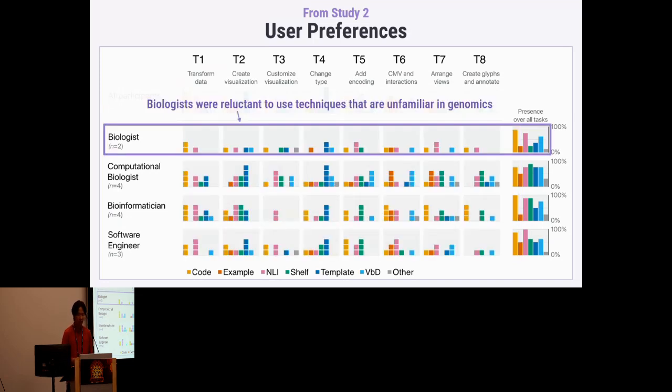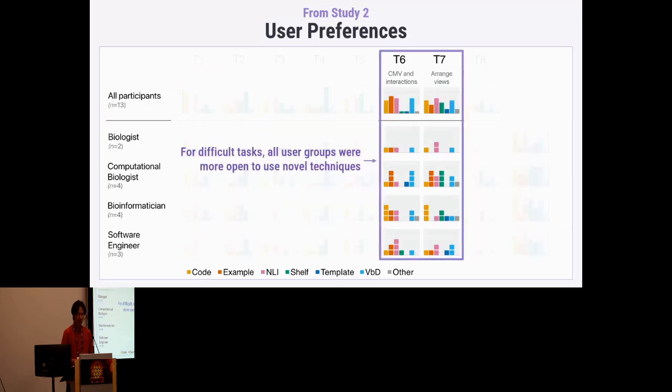We can observe several interesting patterns across user groups and tasks. For example, biologists were generally reluctant to use techniques that are less familiar in genomics, such as shelf configuration interfaces. Also, all user groups were willing to use unfamiliar techniques when they are asked to perform difficult tasks, such as authoring coordinated multiple views. This shows the potential for adopting novel visualization authoring techniques to support more complex but important authoring tasks.